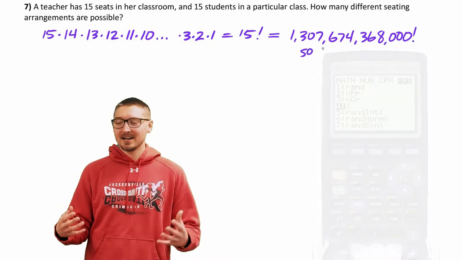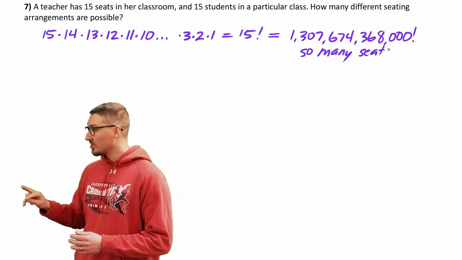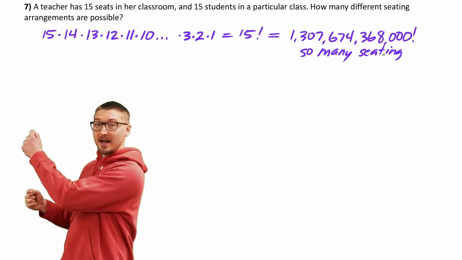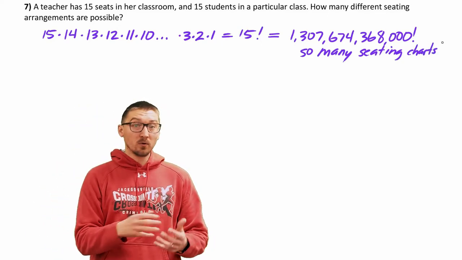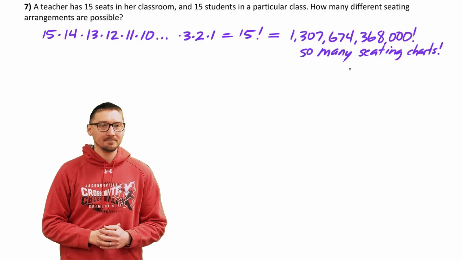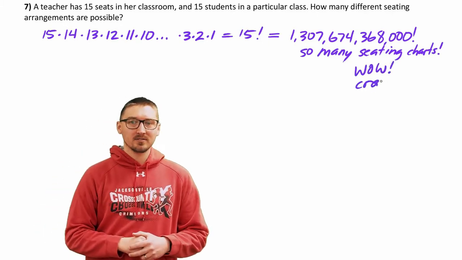It's crazy. Switching the first two people, new possibility, new seating chart. Switching the last two people, switching the first and the last person, and that's just switching two, let alone switching four or five people, or all 15. Factorials grow ridiculously fast.